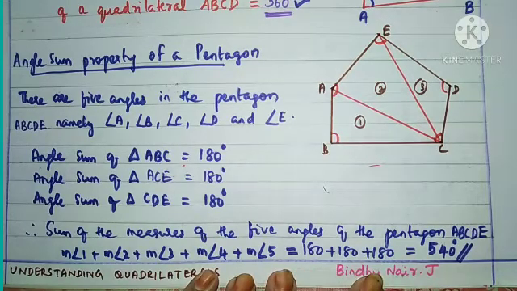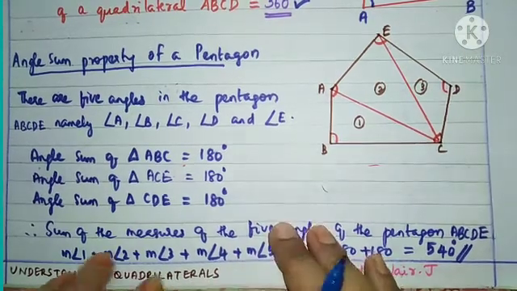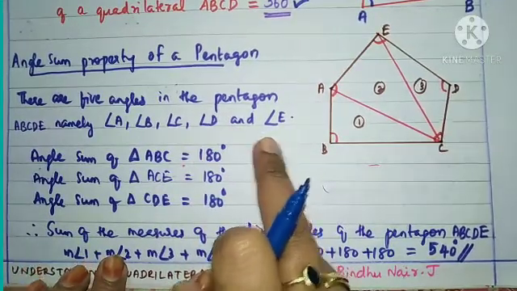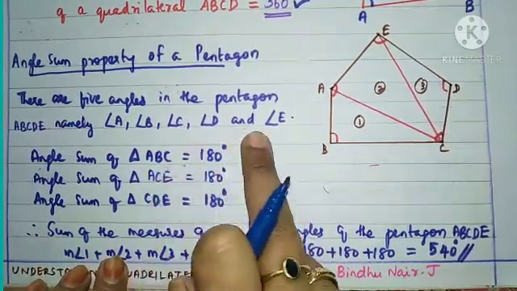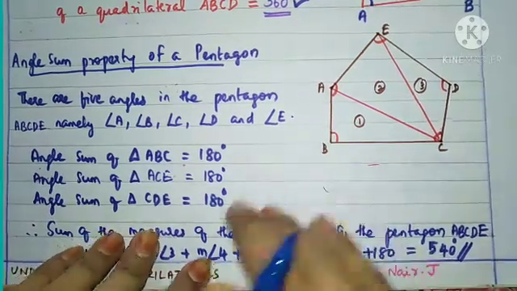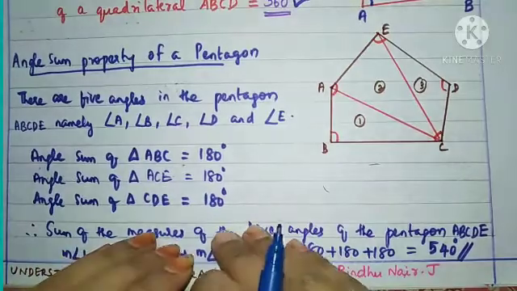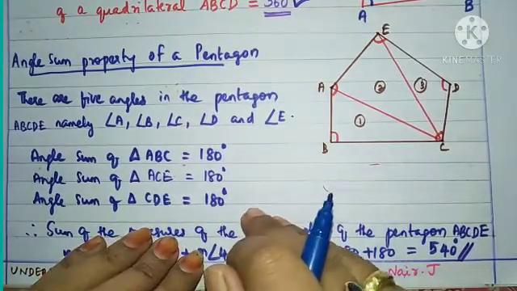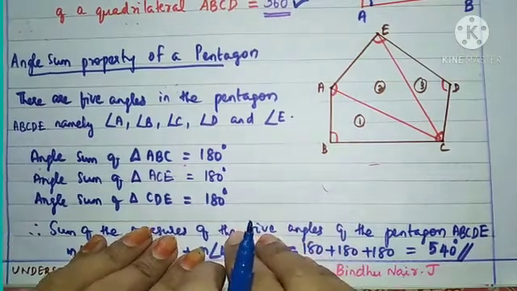Okay. So what are the things we studied? The angle sum property of a triangle is 180 degrees. The angle sum property of a quadrilateral is 360 degrees. The angle sum property of a pentagon is 540 degrees. Now in this way we can find out the sum of the measures of the angles of any closed figure.